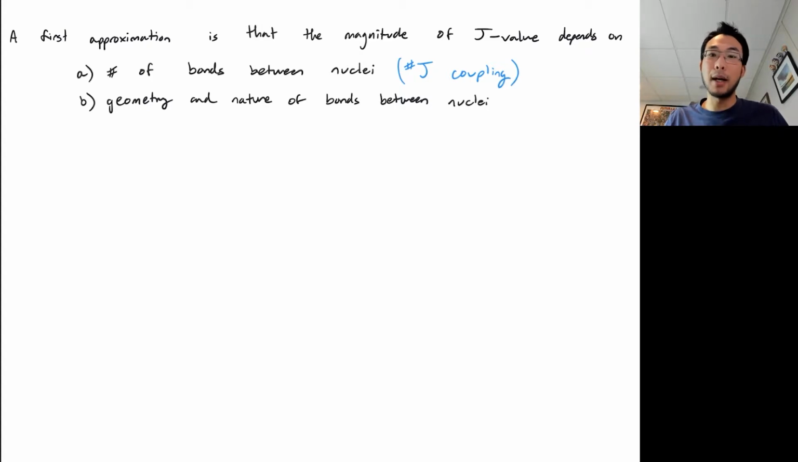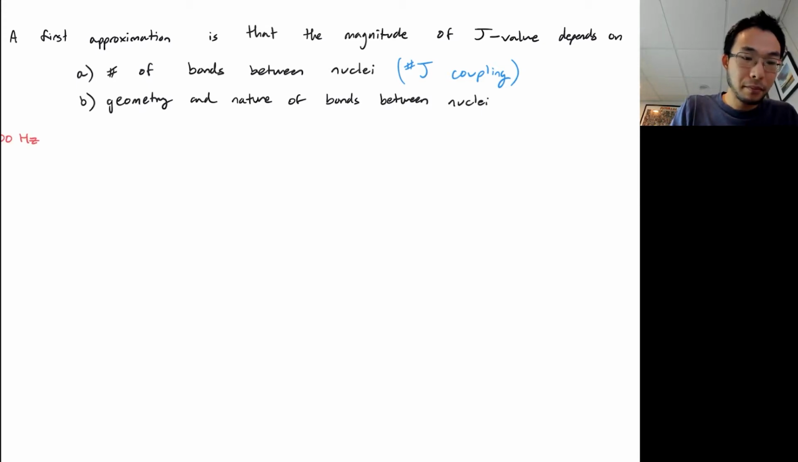So if we're going through bonds, then the number of bonds should matter. The second thing that matters is the geometry, so kind of the angles that the bonds are to each other, and also the nature, so sigma or pi, of the bonds makes a difference. We'll look at each of these as we go through different J values. I think it's useful to think about J values just going in numbers, so we'll start from the smallest and work our way up here.